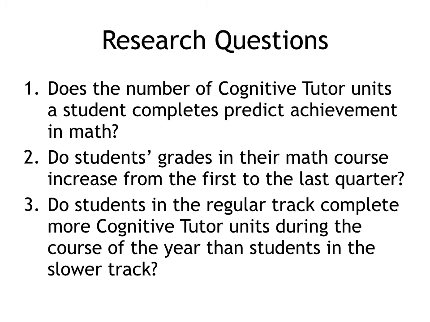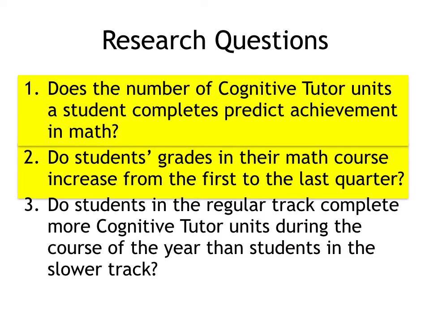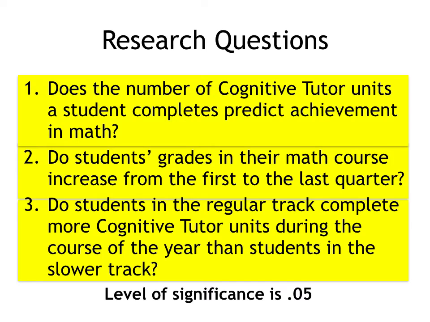The first 3 research questions are pretty straightforward. So, does the number of cognitive tutor units a student completes predict achievement in math? Do students' grades in their math course increase from the first to the last quarter? And do students in the regular track complete more cognitive tutor units during the course of the year than students in the slower track? In answering all of these research questions and number 4, use a 0.05 level of significance.